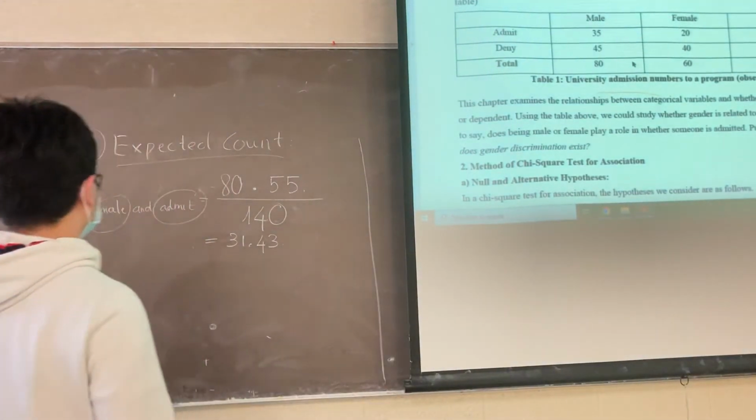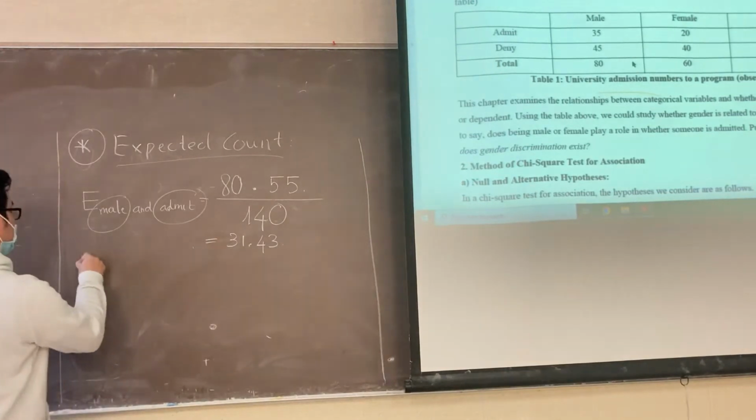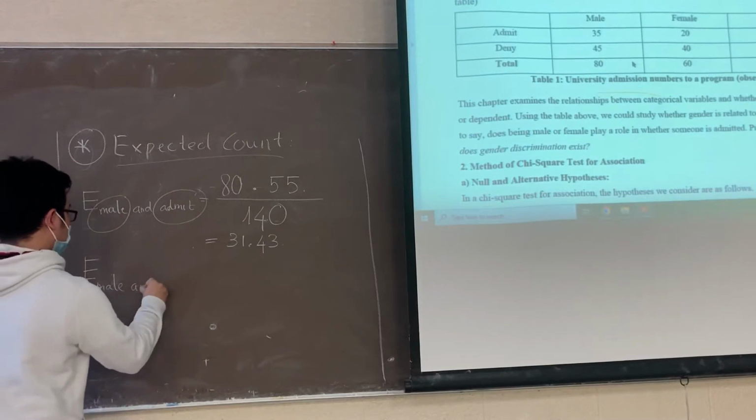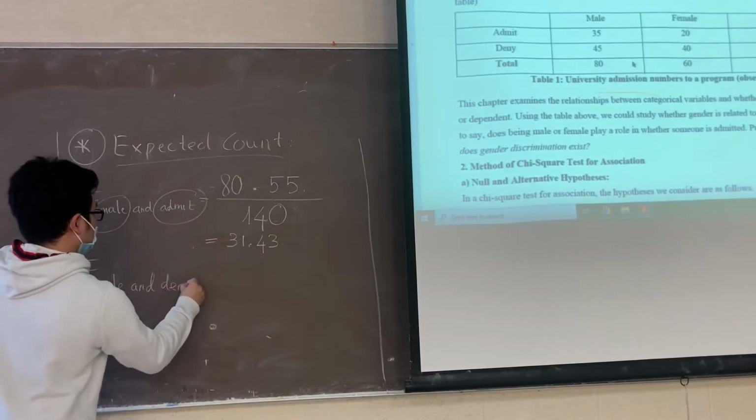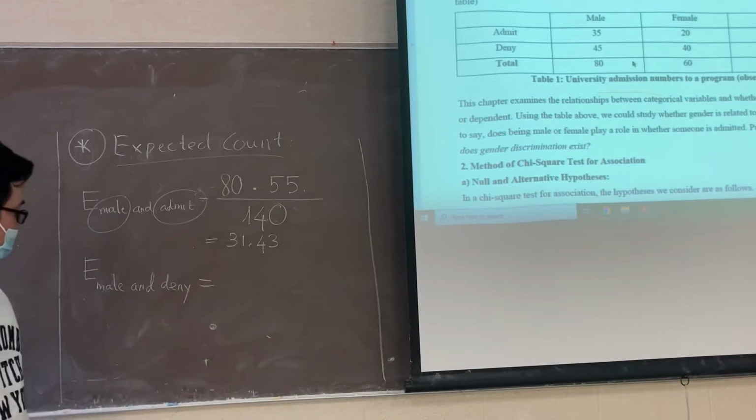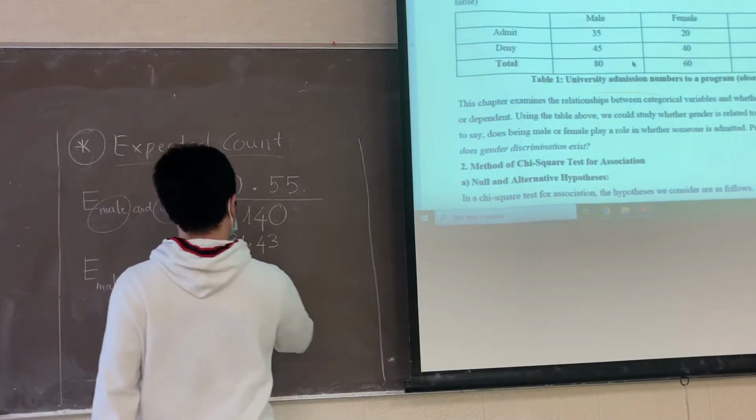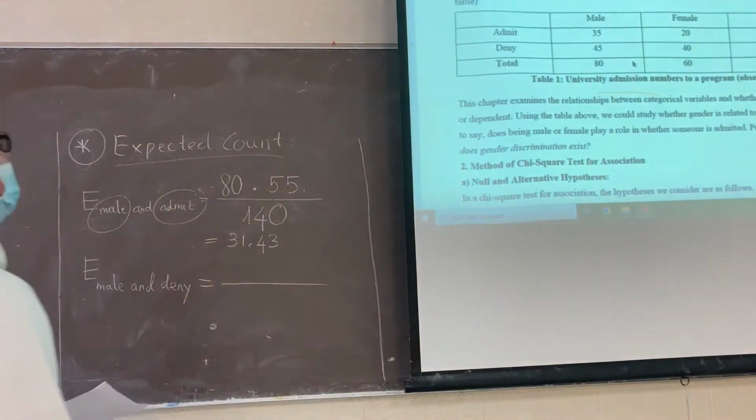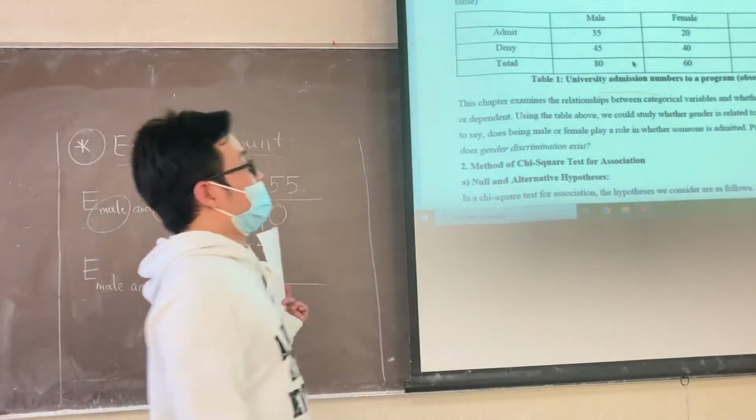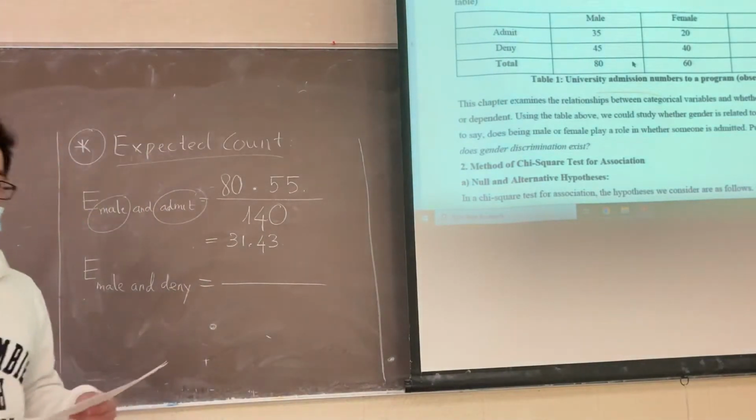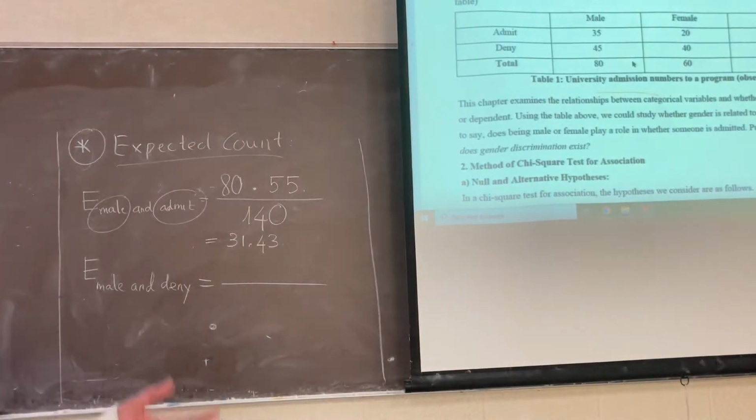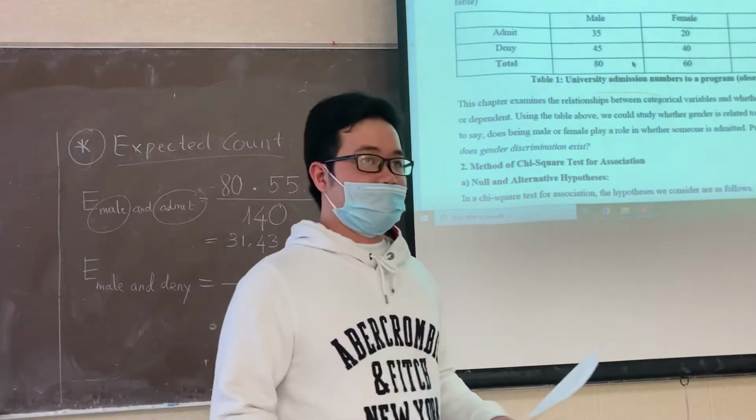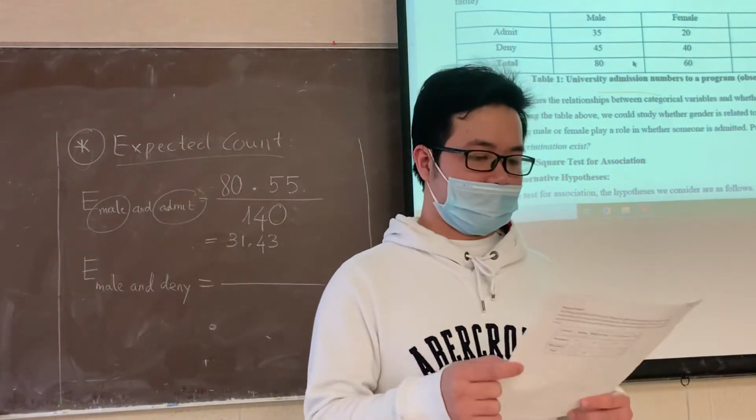Similarly, we can calculate the expected count for male and denied. How to calculate the expected count of male and denied, the students who are denied by the university? We use a similar formula. Could you tell me how to calculate this? Okay, number 2, please.